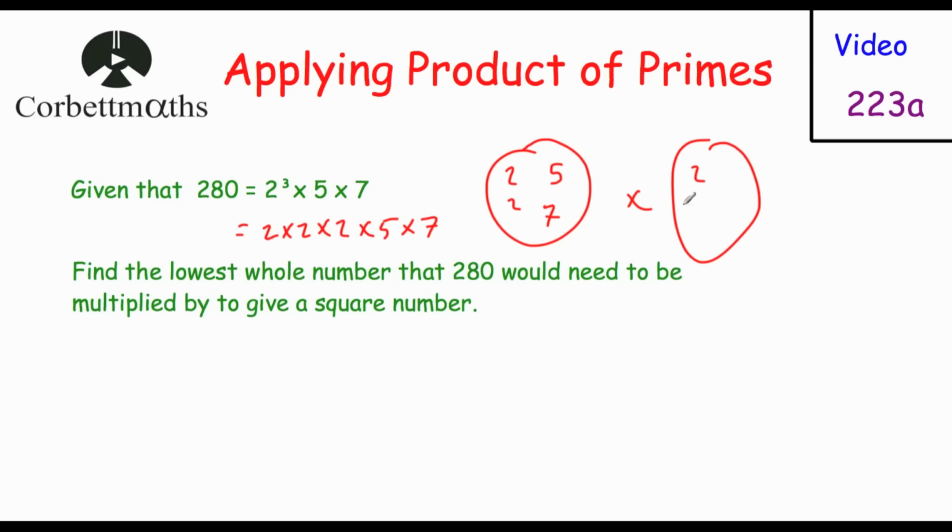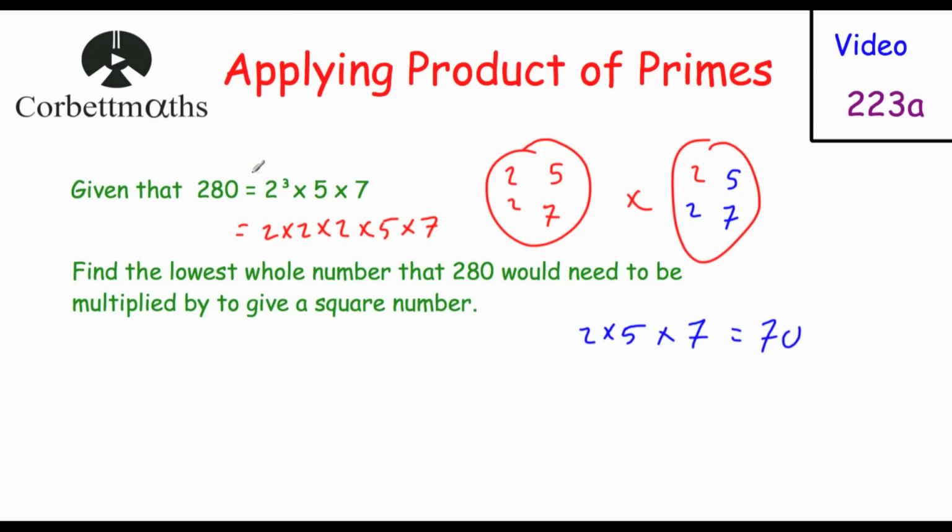So we had 2 2's, so we're going to need another 2. We're going to need a 5. And we're going to need a 7. If we multiply 280 by 2, 5 and 7, that should give us a square number. So let's see what 2 times 5 times 7 is. Well, 2 times 5 is 10, times 7 is 70.